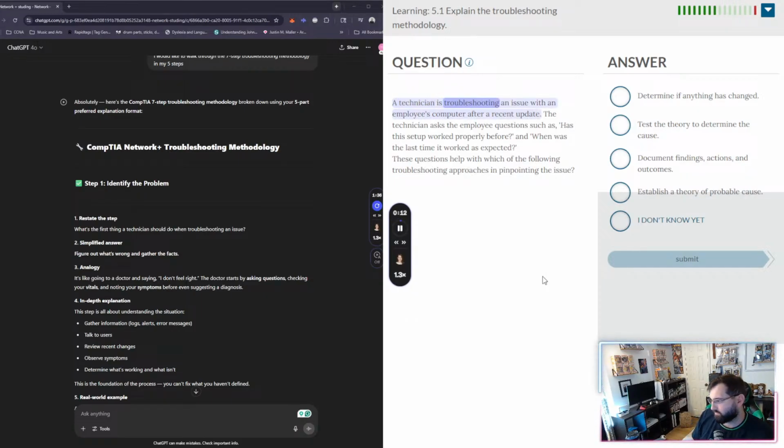A technician is troubleshooting an issue with an employee's computer after a recent update. The technician asks the employee questions such as, "Has this setup worked properly before?" and "When was the last time it worked as expected?" These questions help with which of the following troubleshooting approaches in pinpointing the issue?